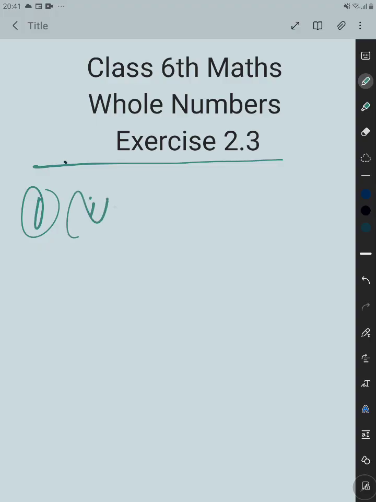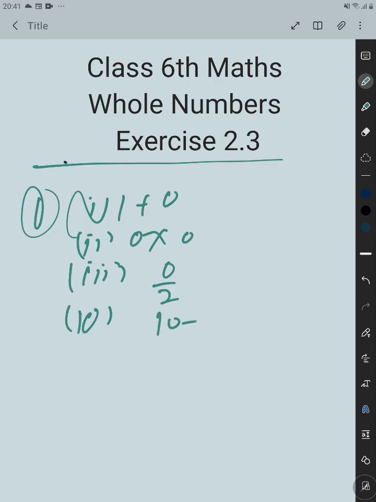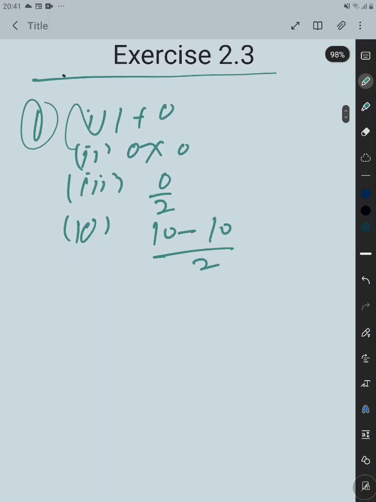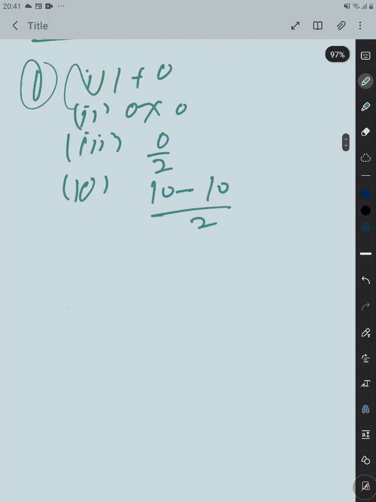The first one is 1 plus 0, and the second one is 0 cross 0. The third one is 0 upon 2, and the fourth one is 10 minus 10 divided by 2. So which one will not represent 0? We'll solve each one. The first one is 1 plus 0, it will be equal to 1.